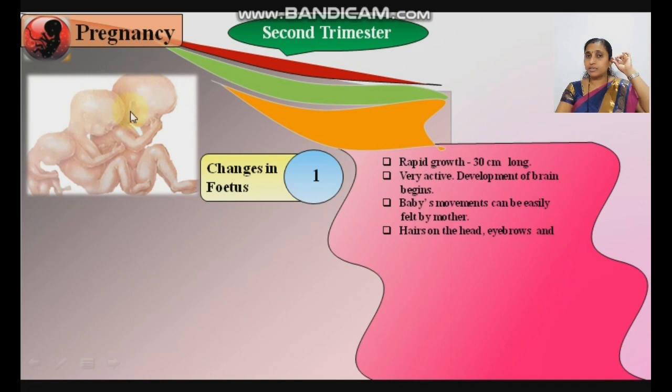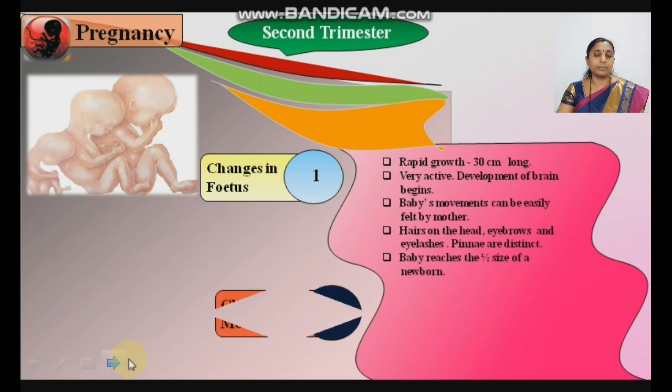Pinna distinct. Pinna means the external ear. The pinna is developed distinct, and it is the characteristic feature of mammals, presence of the external ear pinna, because this pinna is absent in frogs, fishes, reptiles, birds, and it is the only characteristic of mammals, that is presence of pinna. Baby hair on the head, eyebrow development, eyelashes and pinna are distinct. Baby reaches up to half the size of a newborn.